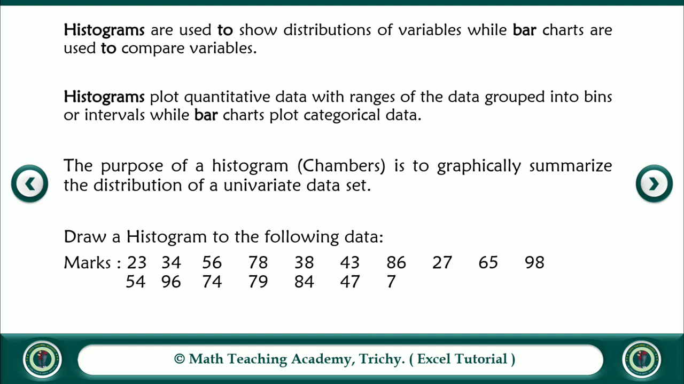Marks have been given as 23, 34, 56, 78, 38, 43, 86, 27, 65, 98, 54, 96, 74, 79, 84, 47, 78, 77, 63, 99 and 94. Here we are going to draw a histogram for the above given marks. First off, what you have to do is enter the marks in a particular data range and then choose the upper and lower limit of the marks, that is the range between the lower and upper marks.